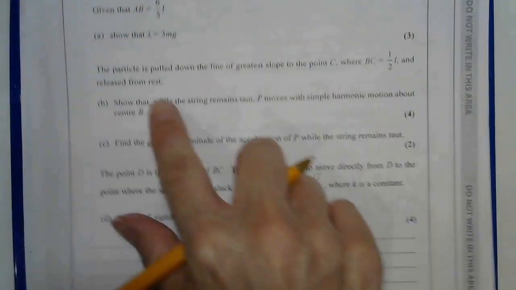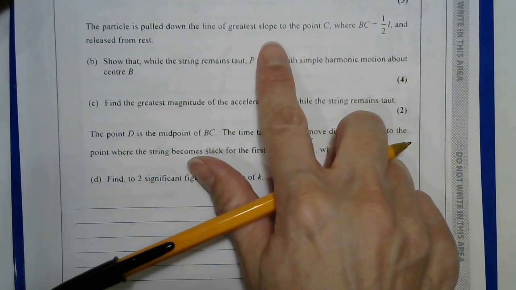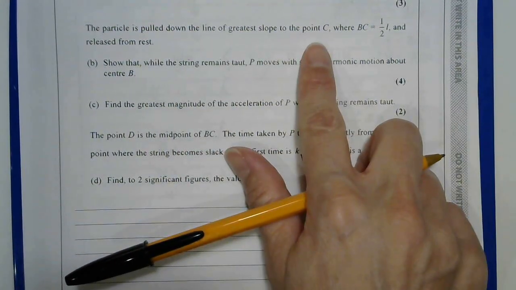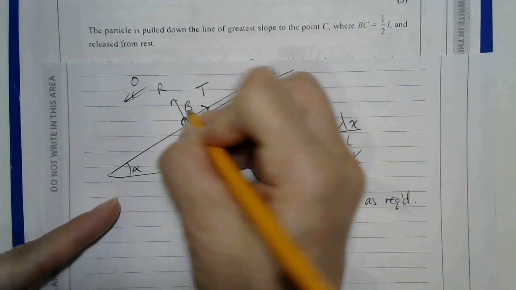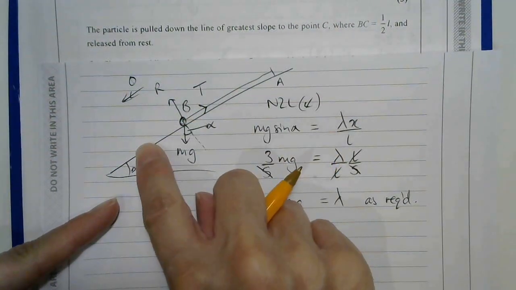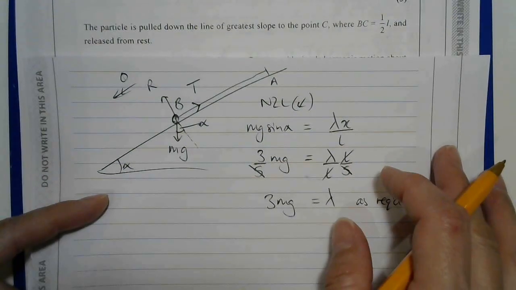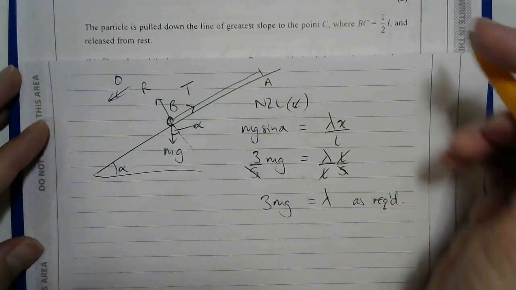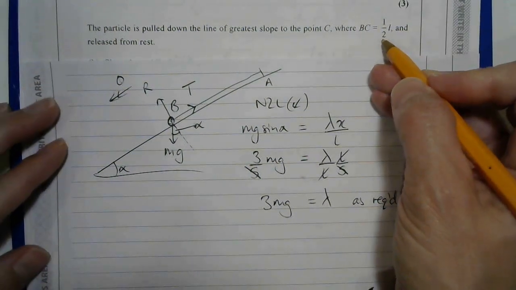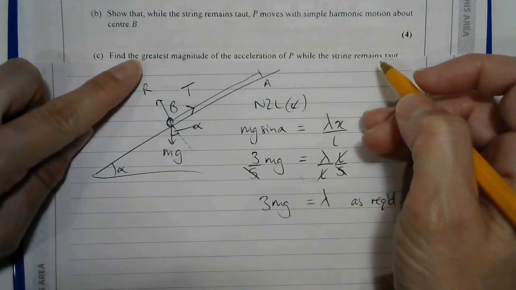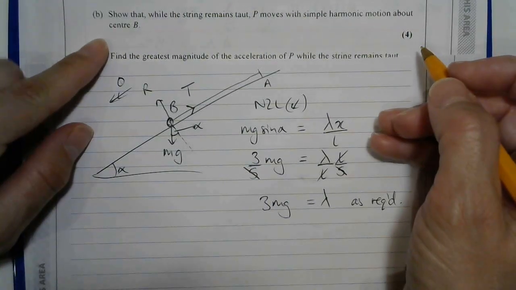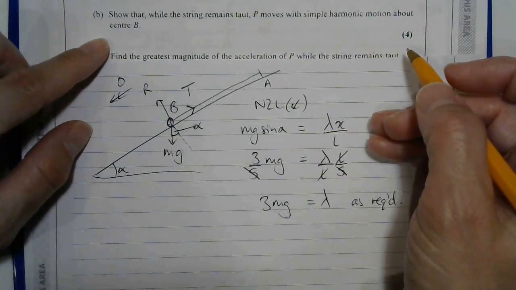Then I'm told that the particle is pulled down the line of greatest slope to point C. So this was A, this was B here, and now it's pulled down a little further than that. BC is 1/2 L and it's released from rest. Show that while the string remains taut, P moves with simple harmonic motion about centre B.